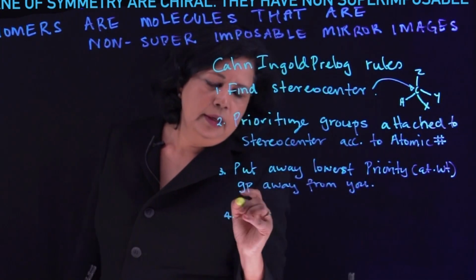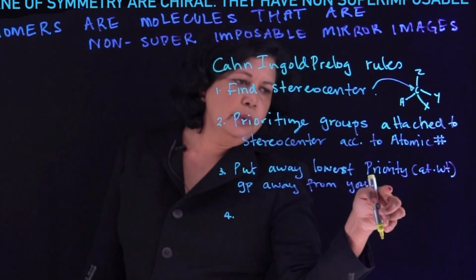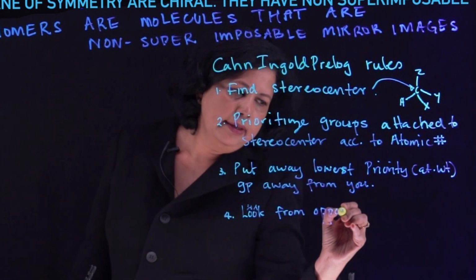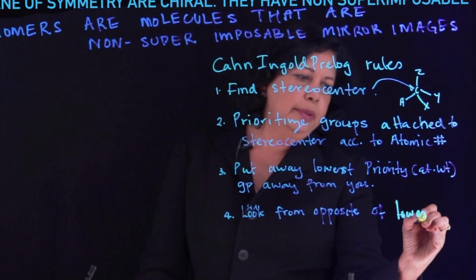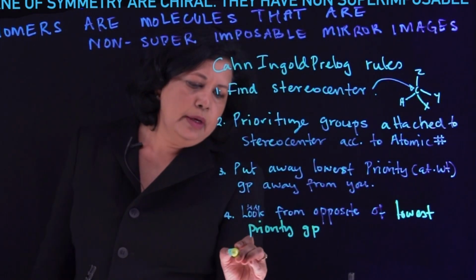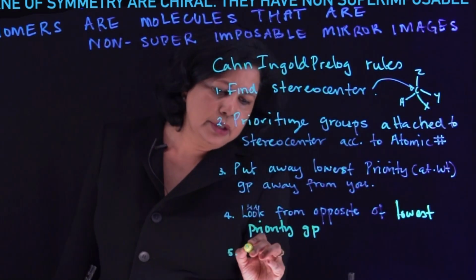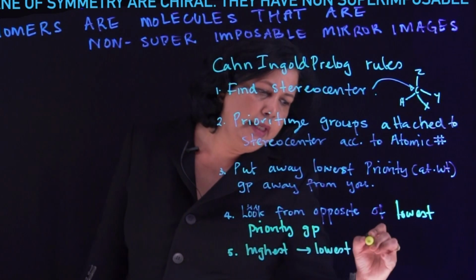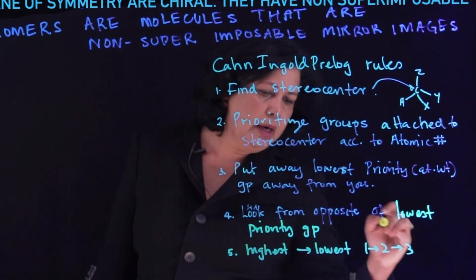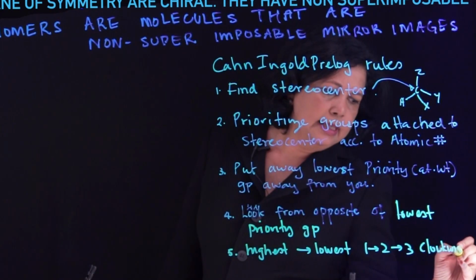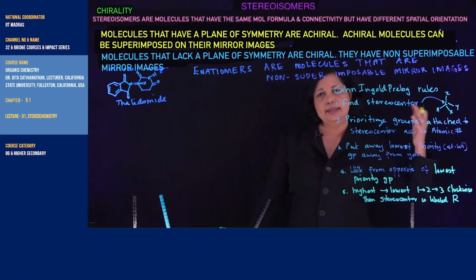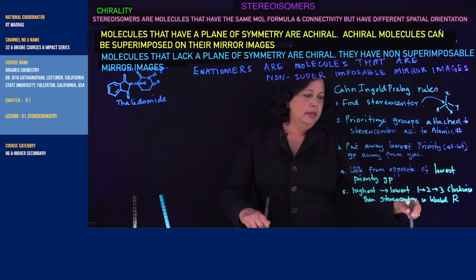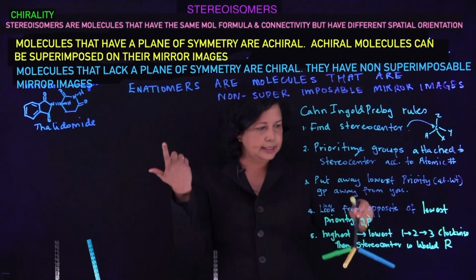Fourth, look at it from the opposite side of the lowest priority group. Then if it goes from highest to lowest, 1, 2, 3, in a clockwise direction, it is defined as R. If it goes counterclockwise, it is S. R and S, right turn and left turn. It's like on a freeway: if you make a left turn, that's S. If you make a right turn, that's R.